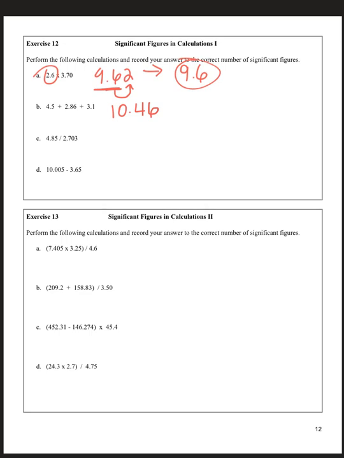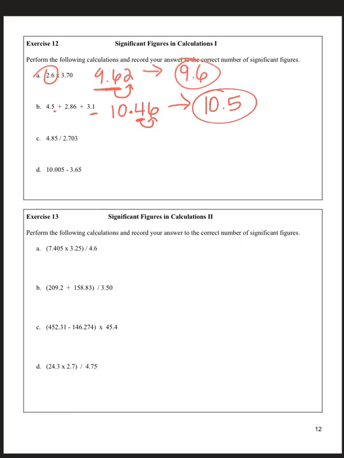My rule for adding is least number of decimal places. Well, that one has 1, and that one has 1. The other one has 2. So least number is going to be 1 decimal place. So there's my decimal place here. I'm going to stop here, but I need to, again, look at that next digit. That 6 is going to mean that I need to round up. So my answer here is going to be 10.5.